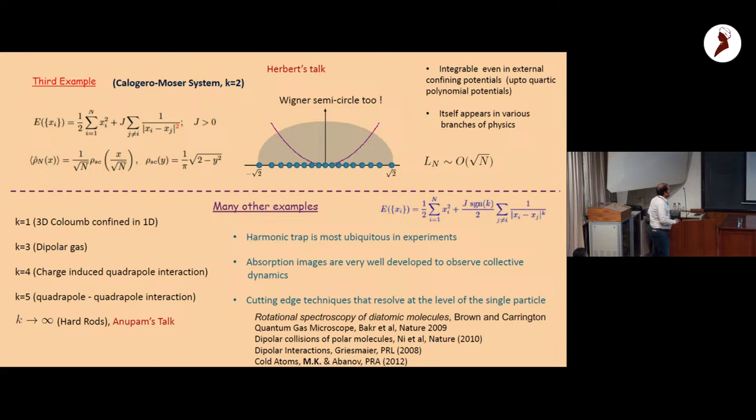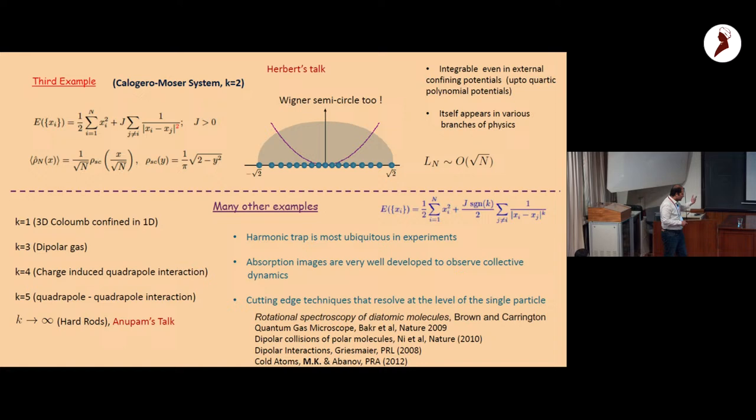Then there are many other examples. K equal to 1 is 3D Coulomb confined in 1D; you have the dipolar gas and the charge-induced quadrupole interaction. So these are different values of k. And in the limit of k going to infinity, this starts looking like hard rods. Anupam spoke about hard rods. So different values of k are very relevant. Not only that, the harmonic trap is ubiquitous in experiments. Absorption images are very well developed to study the collective dynamics of densities. And very importantly, you have quantum gas microscopy techniques to probe particles at the level of a single particle. There are a lot of very nice experiments where these techniques are developed.